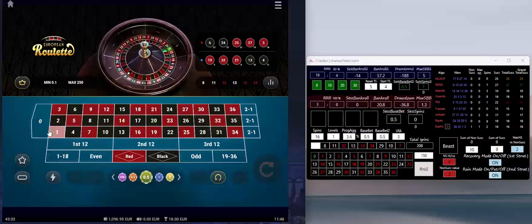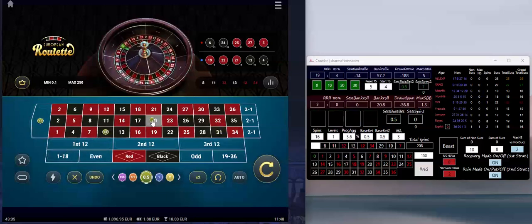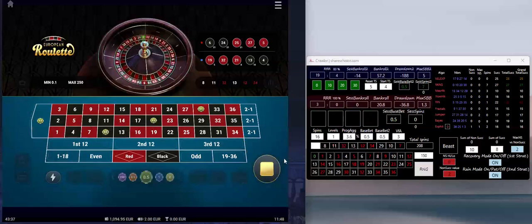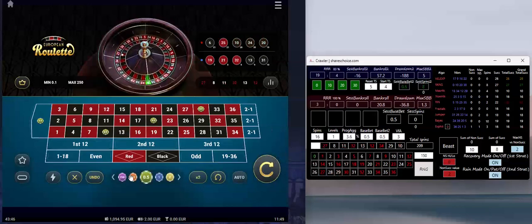And we still continue betting on our famous pattern ending zero. Then one more spin, and I have to increase my base bet. Okay, 27. Let's go.